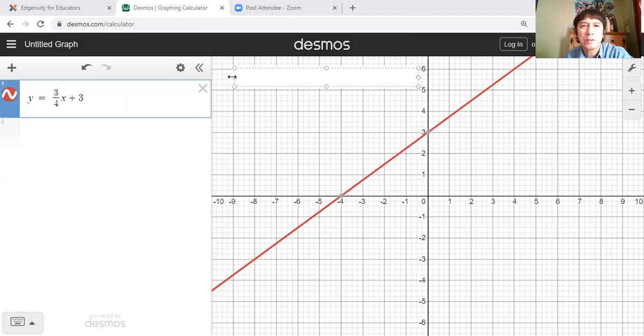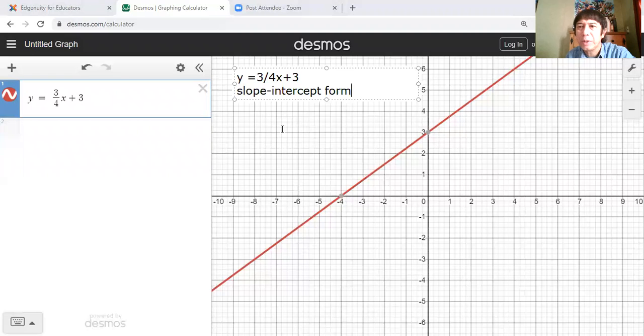The name of the line is y equals 3/4 x plus 3, and this is called slope-intercept form. There, and we'll just put the title there so it will be a lot clearer for you when you're about to watch it. And to show that it's 3/4 slope, we shall be able to draw a right triangle using two specific points of our line.